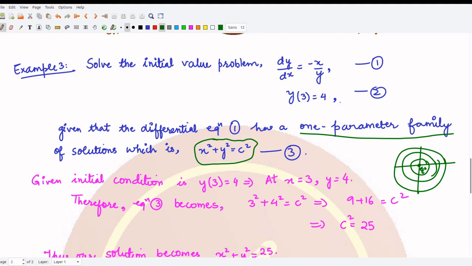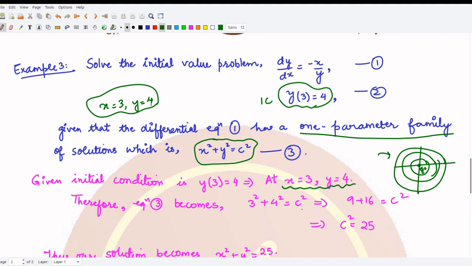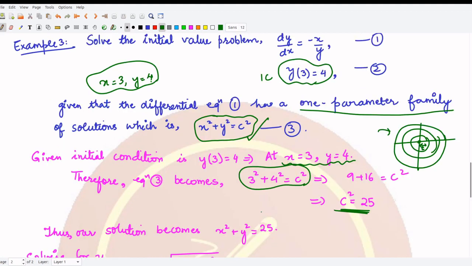But we have to find that particular circle which satisfies this initial condition, right, which passes through this point. That means whenever your x is equal to 3, the value of y should be equal to 4. So we require that particular circle which passes through this point 3, 4. So we'll substitute the values of x and y into the solution and obtain the value of c from here. We get the value of c square as 25. We can substitute back into our solution, so our solution becomes x square plus y square is equal to 25.